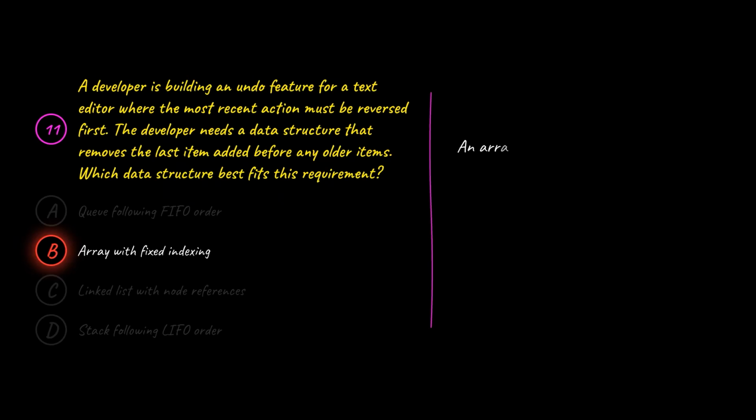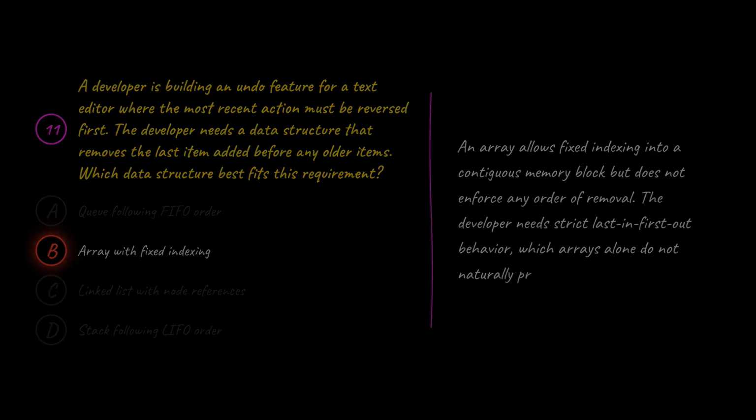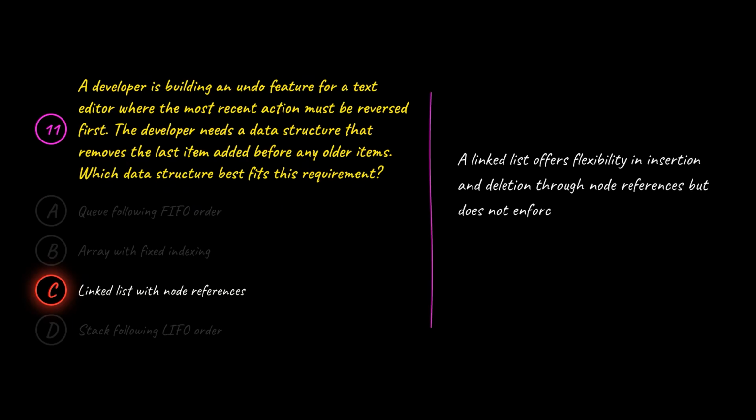B is wrong because an array allows fixed indexing into a contiguous memory block but does not enforce any order of removal. The developer needs strict last in first out behavior, which arrays alone do not naturally provide here. C is wrong because a linked list offers flexibility in insertion and deletion through node references, but does not enforce the last in first out discipline by itself. A stack is the specific structure built for this access pattern.